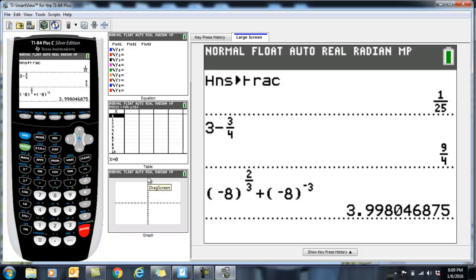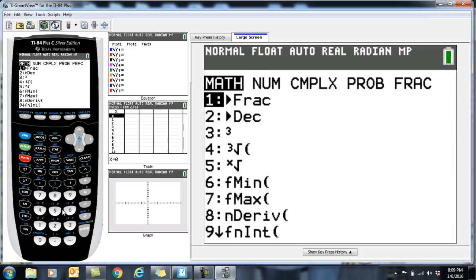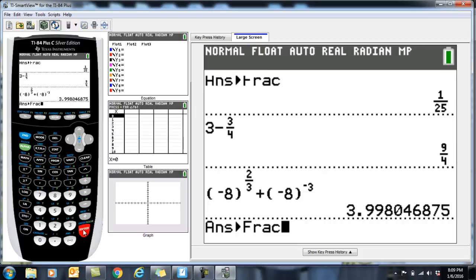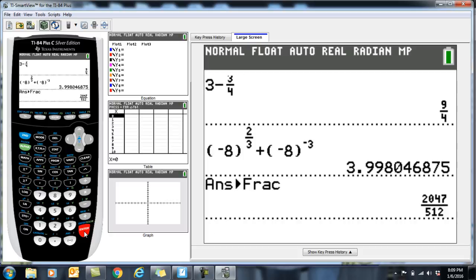I don't want you to write this decimal. That is not accurate enough. It doesn't tell me a whole lot of anything. It's just a bunch of numbers you're going to have to round. So I want to convert this to a fraction. So we're going to hit Math. And number 1 will convert it to a fraction. So this takes my answer, turns it into a fraction. If I hit enter, it gives me this really ugly fraction, but that is the correct answer.